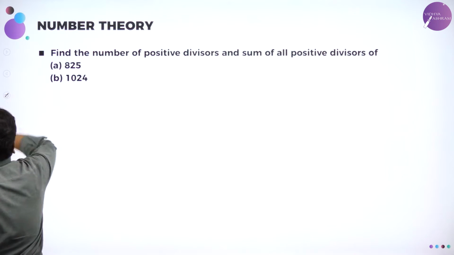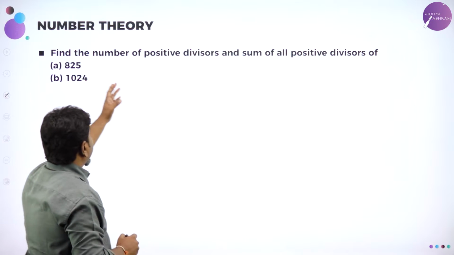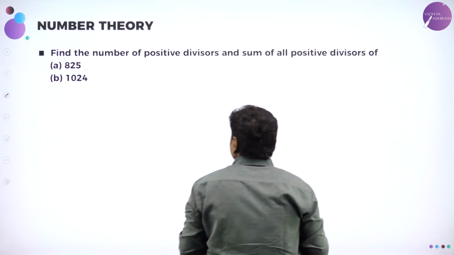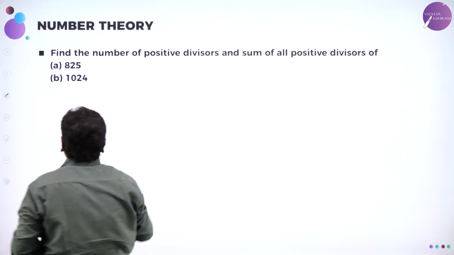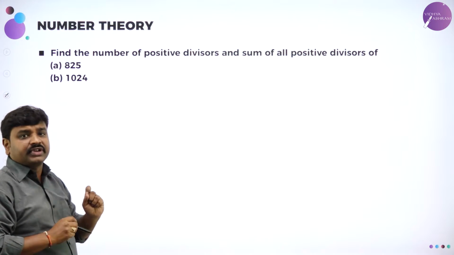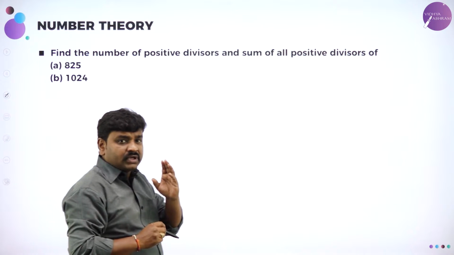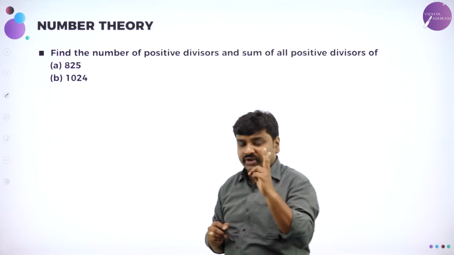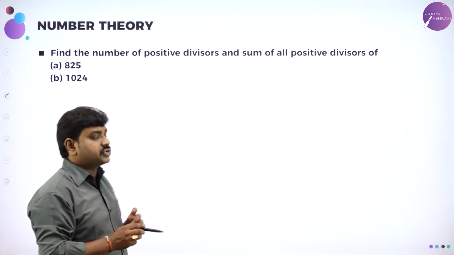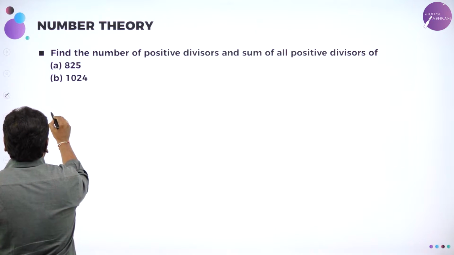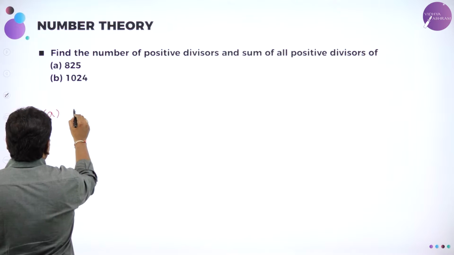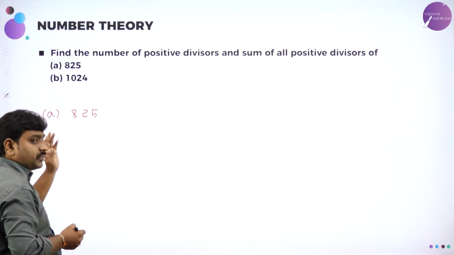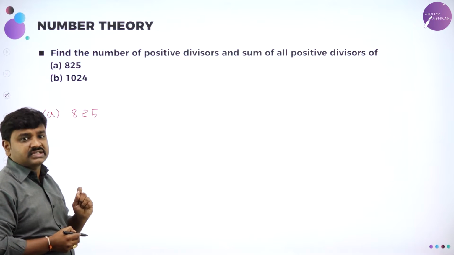Now find the number of positive divisors and sum of positive divisors for 825 and 1024. This is the question. So now we need to find sum of positive divisors and number of positive divisors. They have given two questions, so for both we'll solve. The first question, A, 825. For 825 we need to find sum of divisors and number of divisors.